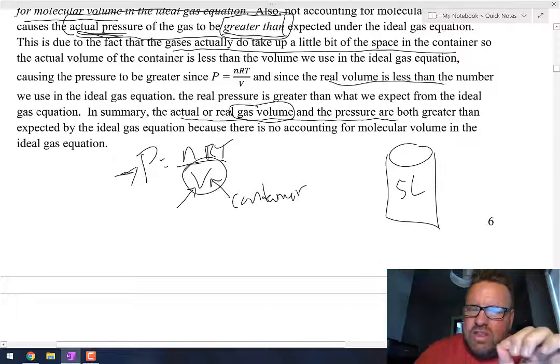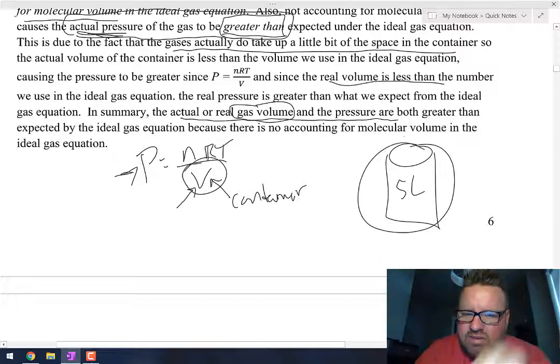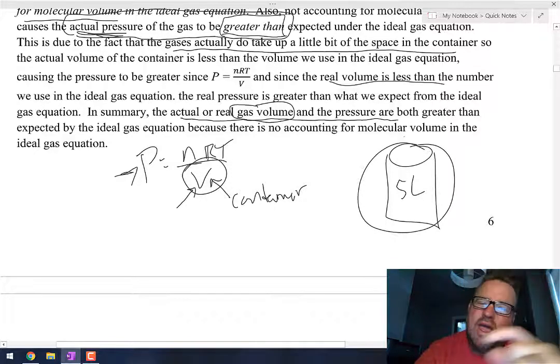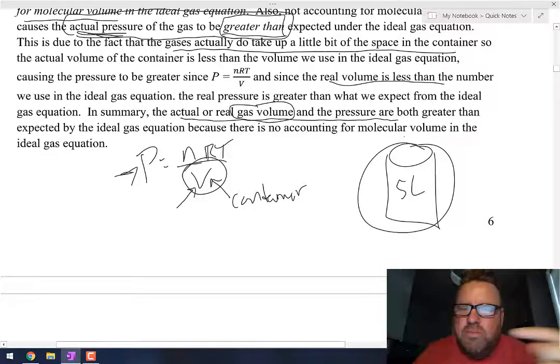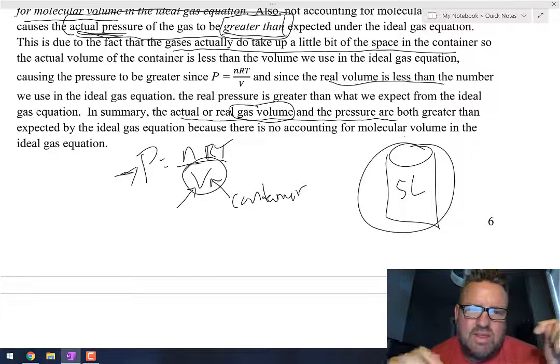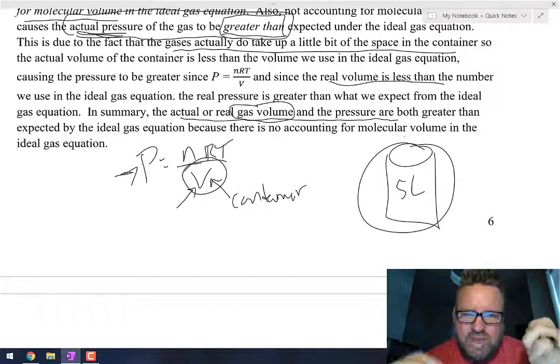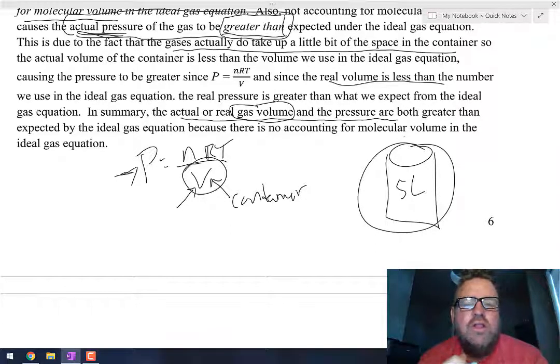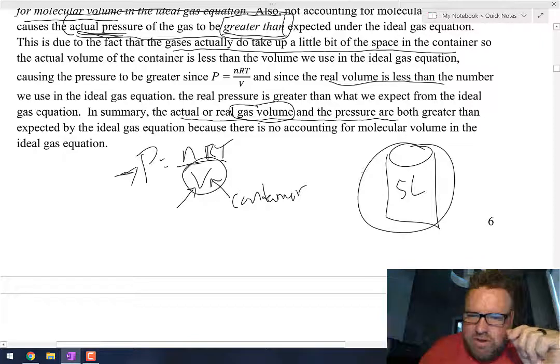Okay? So, in summary, the actual or real gas volume and pressure, again, real gas volume, it's kind of confusing there because there's this volume, that's the volume of the container, okay, and then there's the gas volume. The volume that the gas takes up is greater than expected by the ideal gas equation because, again, we don't account for the volume of the molecules in the ideal gas equation.